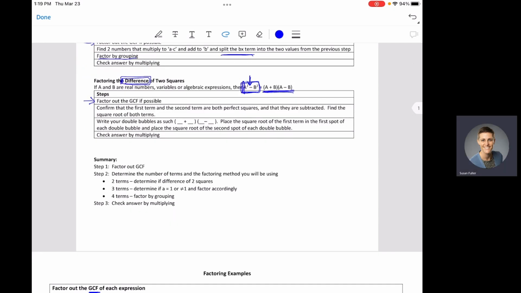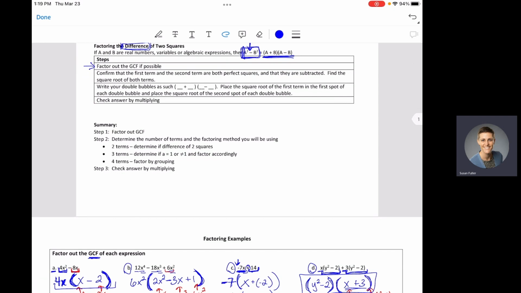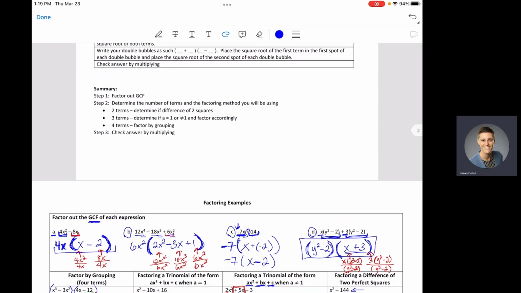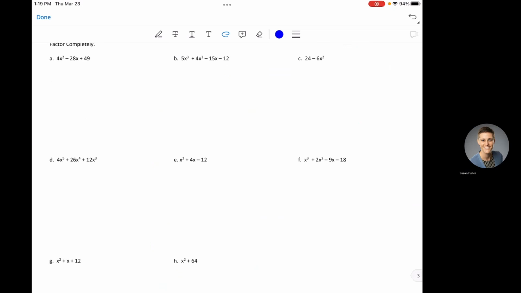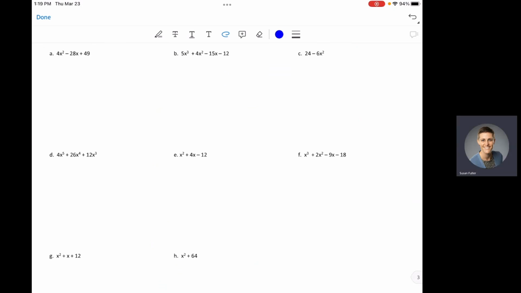All right. And again, you can always factor by grouping. So the hard part here is, what if I don't tell you what method to use? You have to figure that out on your own. So I want you to hit pause. I want you to work as many of these as you can, and we'll come back together. Hit play when you're ready.